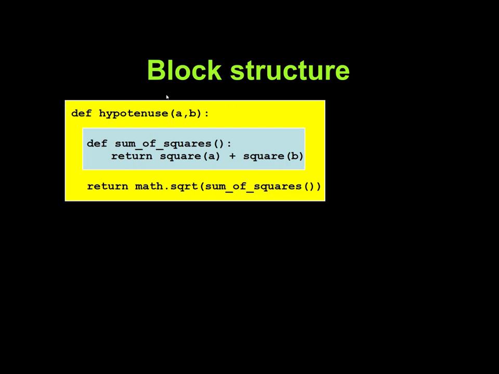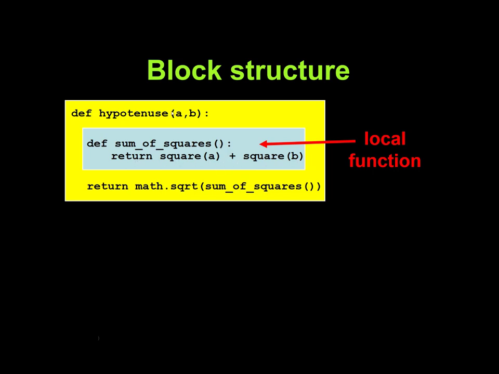Here is another example of a block structure. You have a function, hypotenuse, and inside this function you have another function. This is actually a local function. It's a sum of squares. So the hypotenuse of a right angle triangle with sides a, b is indeed the square root of the sum of squares, where sum of squares in this case is a local function. And it takes no parameter, returns square of a plus square of b.